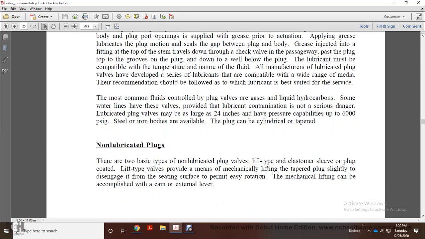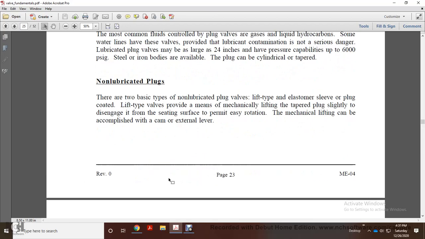Non-lubricated plug valves. There are two types of non-lubricated plug valve: lifted type and elastomer sleeve or plug coated. The lift type of valve provides a means of mechanically lifting the tapered plug slightly to disengage it from the seating surface to permit easy rotation. The mechanical lifting can be accomplished by a cam or external lever.